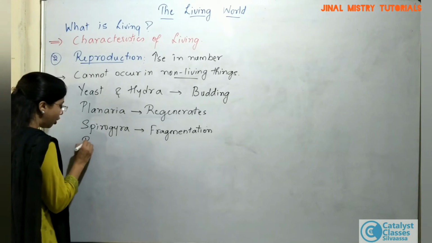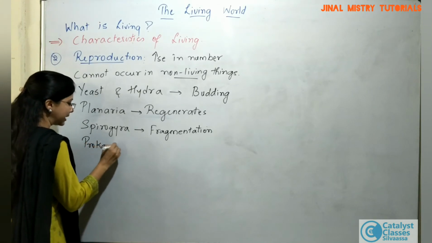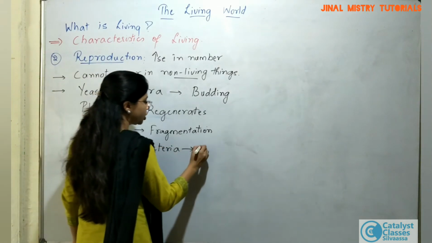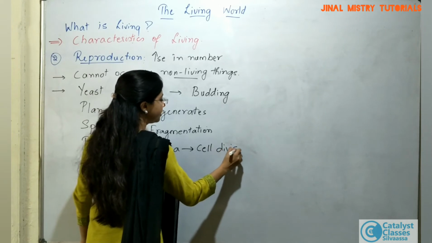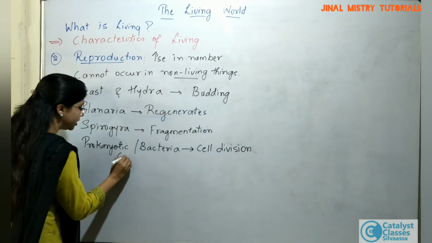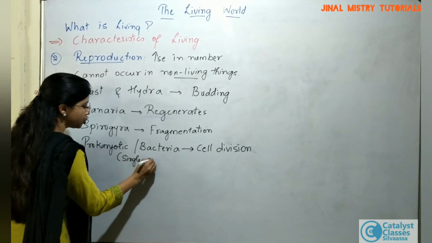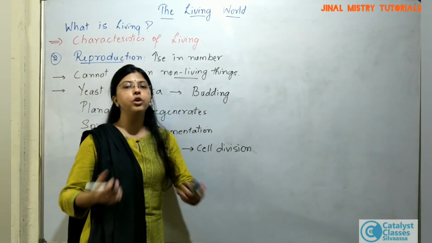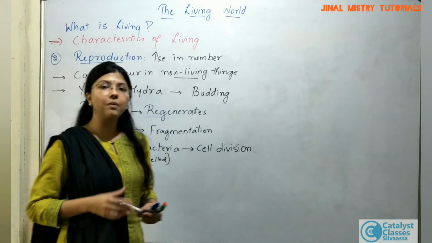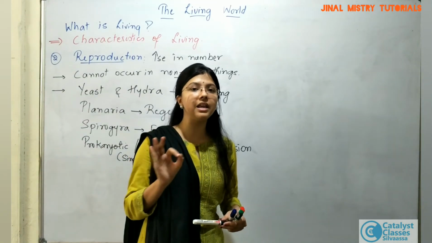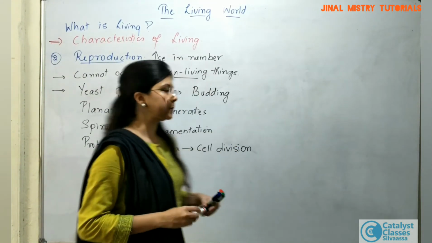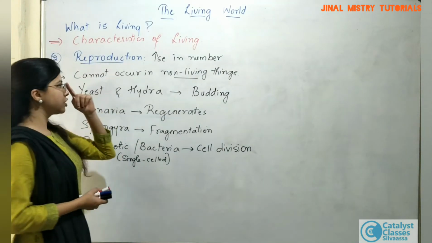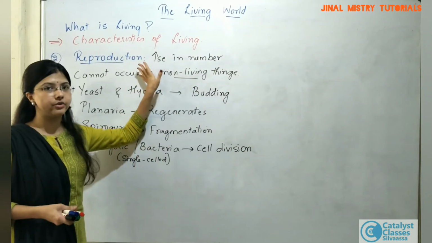If you talk about prokaryotic cells, or if you talk about bacteria, these are the organisms basically in which cell division is itself a mode of reproduction. The reason being, these organisms are single-celled. So the single-celled organism, when it divides, it is again a mode of reproduction because that is only going to increase their number. Whereas when you talk about multicellular organism, a single cell dividing cannot be considered as reproduction. So looking up to this point, we can understand that reproduction is a characteristic of living. It is not a characteristic of non-living.